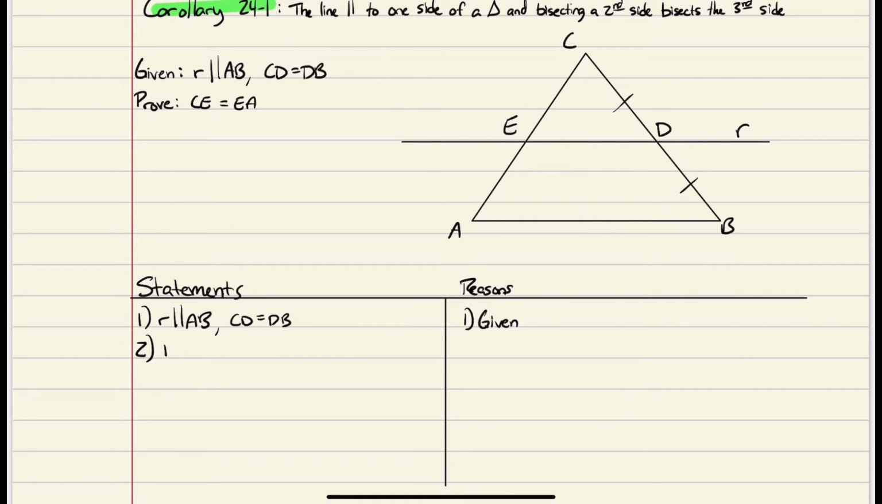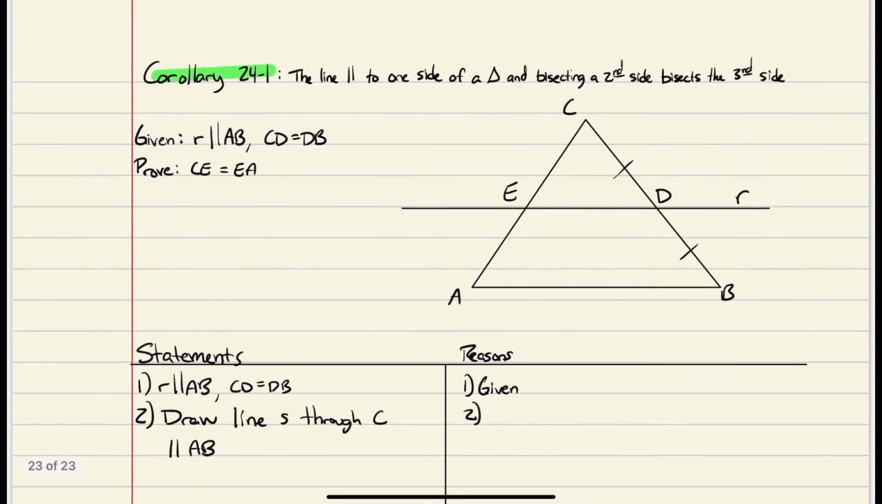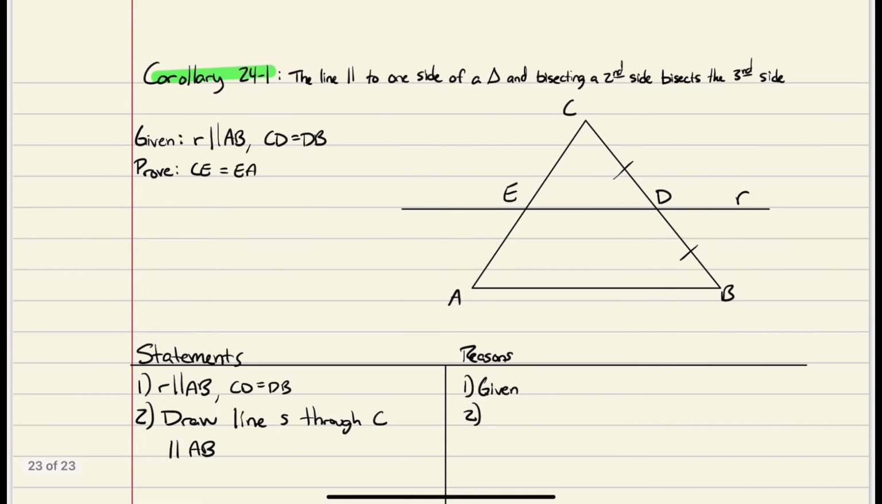We're going to draw a line. We're going to draw line S, lowercase s, through C parallel to AB. So let's do that quick and then we'll show the reason here. I'm going to draw a line here. This is going to be line S. And we're stating that it's parallel to AB.